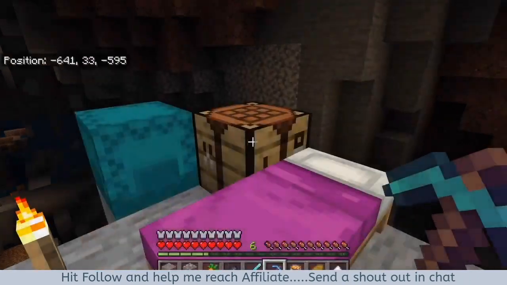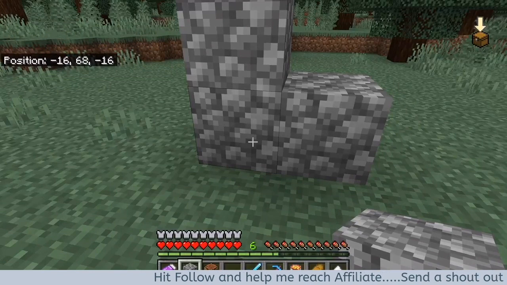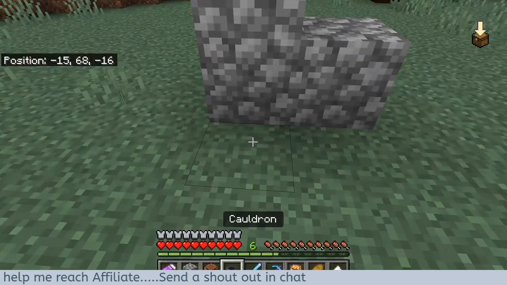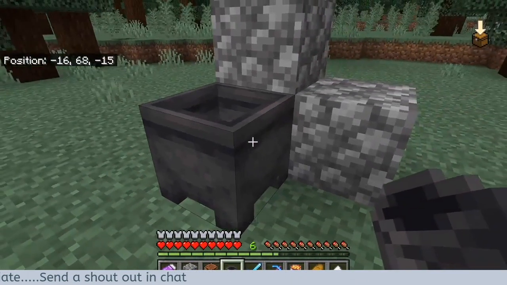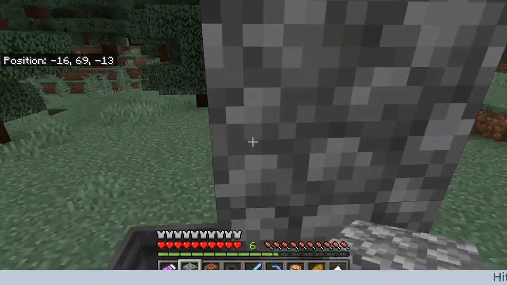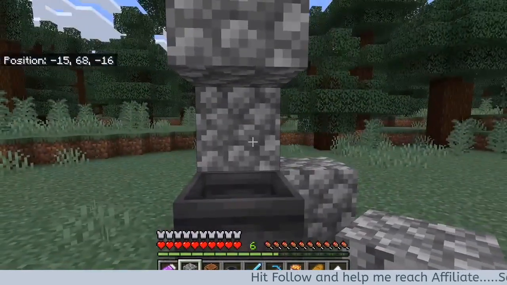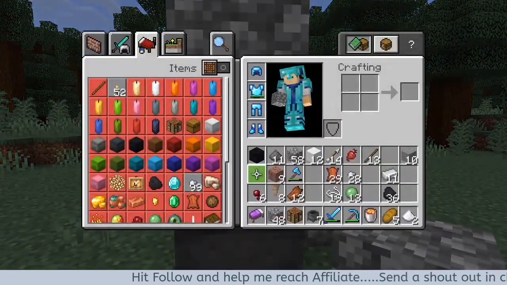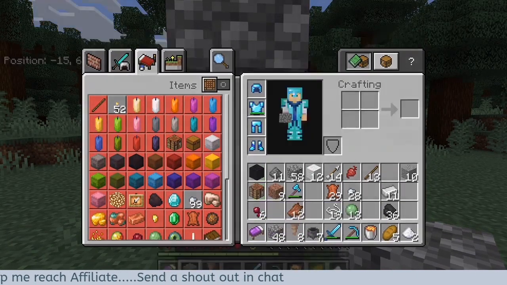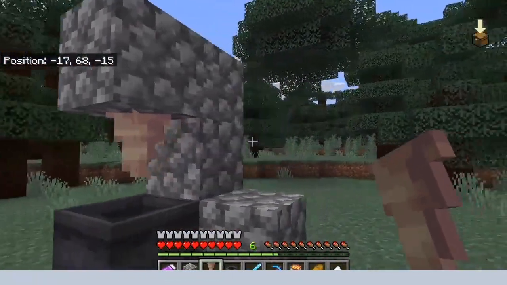One cauldron. Okay. I decided to go with that just because the presentation is not that big a deal. Cauldron. Solid block with one gap. And that. Alright, dripstone underneath the solid block.